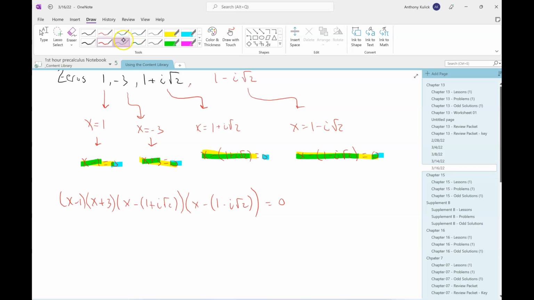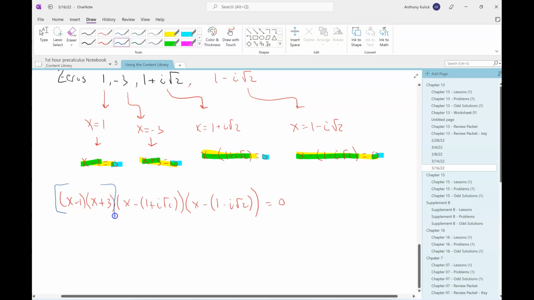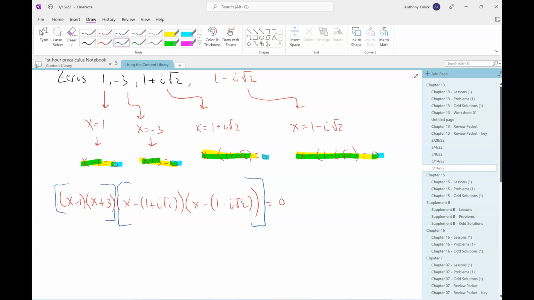Okay. What I'm left to do now is to FOIL everything out. I'm going to FOIL these 2 pieces together, and then I'm going to FOIL these 2 pieces together. You'd always want to FOIL the conjugate pairs in the same group, because in doing so, all the i's and everything are going to drop out of there, and you'll get a nice result.